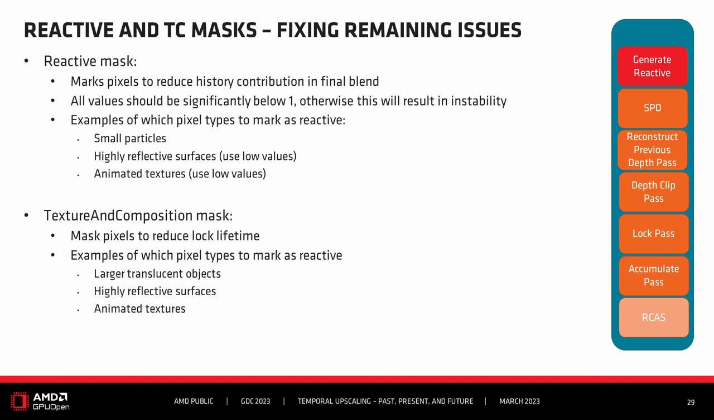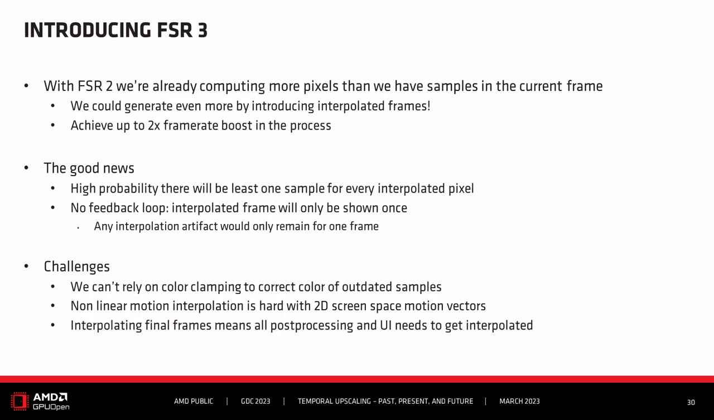This concludes the part about FSR2. I haven't mentioned RCAS yet, but that's just an optional pass of our sharpening filter that can be applied to the final image to get an even sharper and more crisp output. Now with FSR2, we are already computing more pixels than we have samples for the current frame. And we were wondering, can we maybe apply the same reprojection and blending magic that we use for FSR2 to generate completely new interpolated frames and thus double the frame rate and make the games run even smoother?